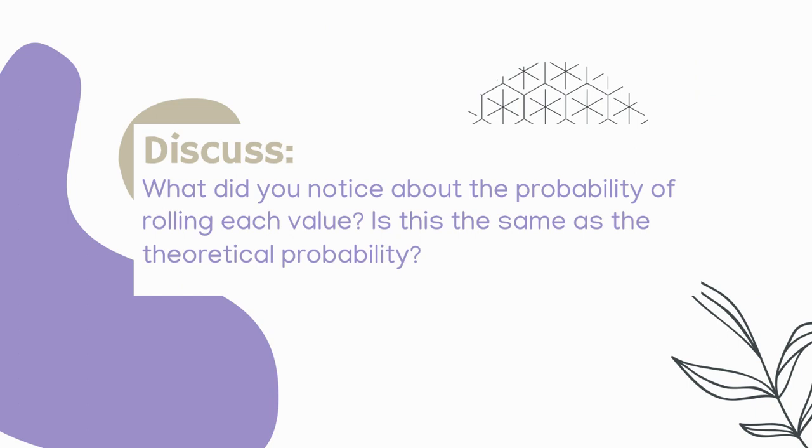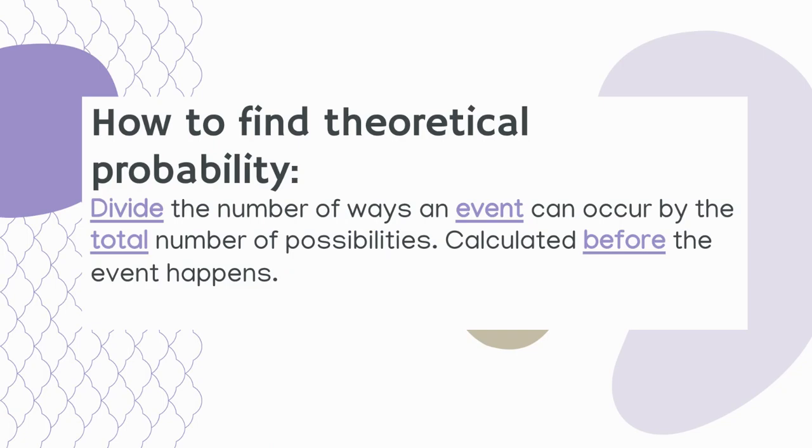So I want you to think about, what did you notice about the probability of rolling each value, and what do you think about the empirical versus the theoretical? Why do you think they're different? And what do you think would make them be the same? Or is it just a fluke? Or what do you think about that? Okay, I kind of want you to just think about that.